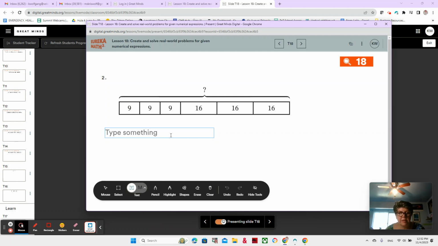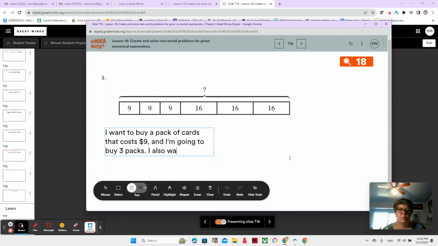Maybe 3 things that cost $9 and 3 things that cost $16, right? So make sure you're writing this down in your book. I want to buy a pack of cards that costs $9, and I'm going to buy 3 packs.